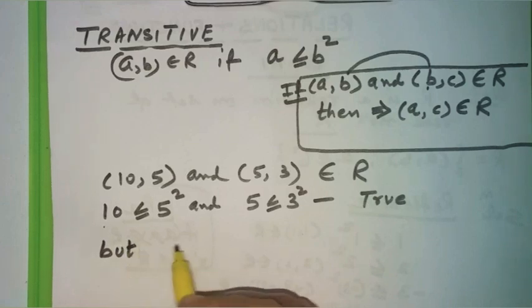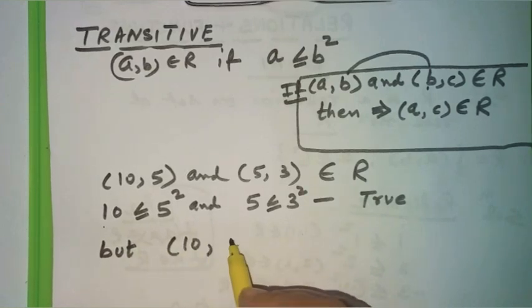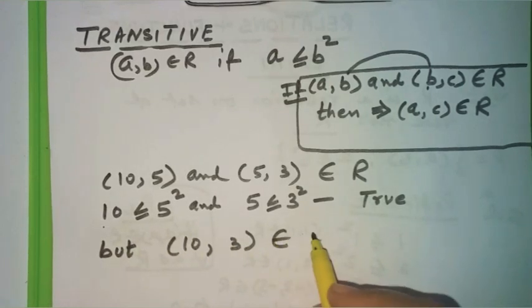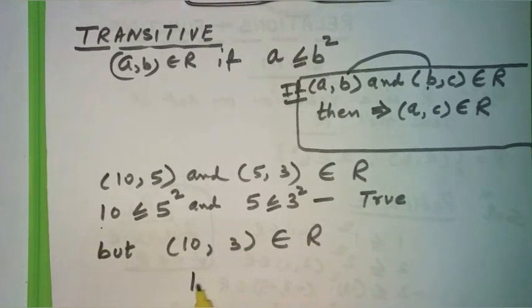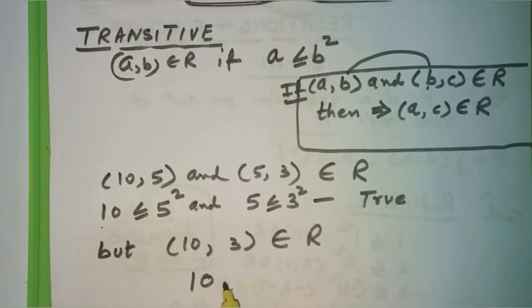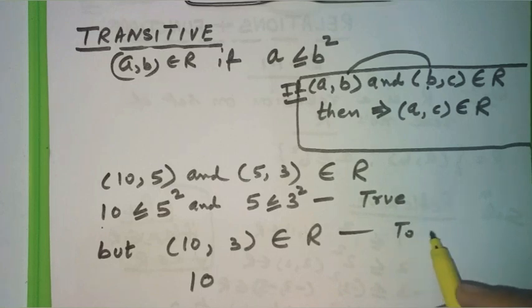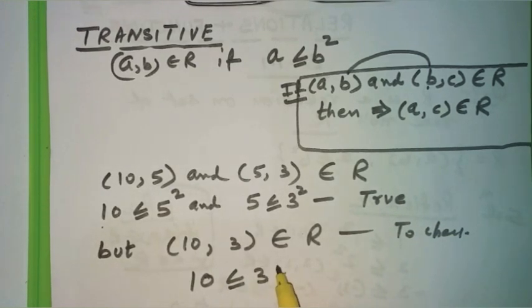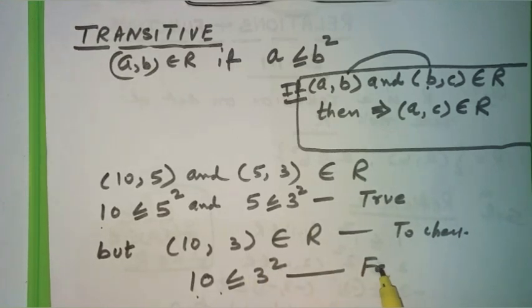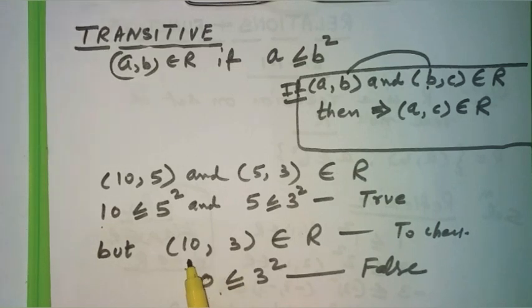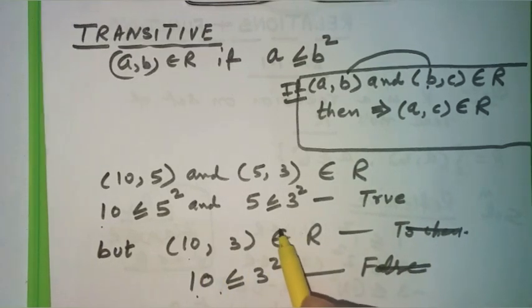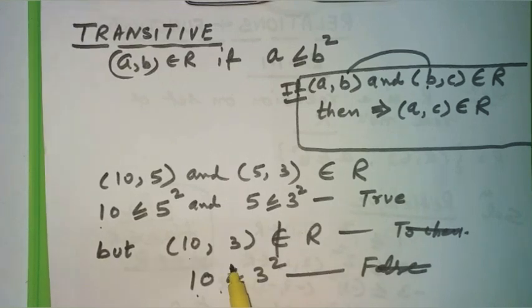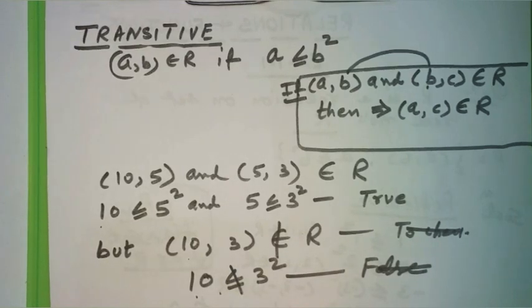But please check, does the transitive ordered pair (10, 3) belong to R? We have to check this. (10, 3) would have belonged to R if 10 is less than or equal to 3 squared, that is 10 is less than or equal to 9. No, which is false. 10 is not less than or equal to 3 squared. So, (10, 3) does not belong to R because 10 is not less than or equal to 3 squared.